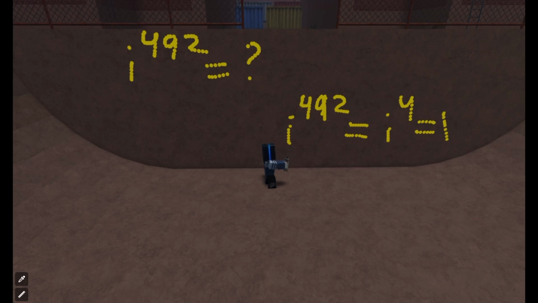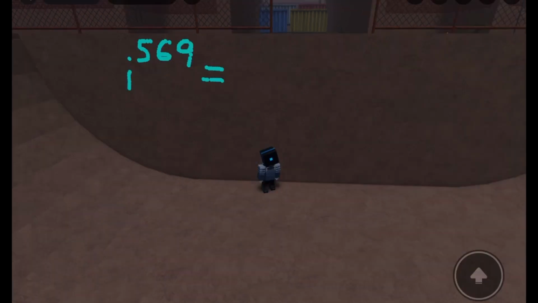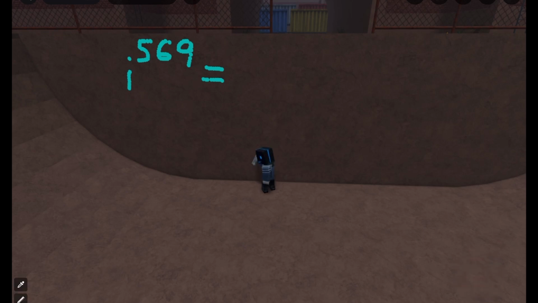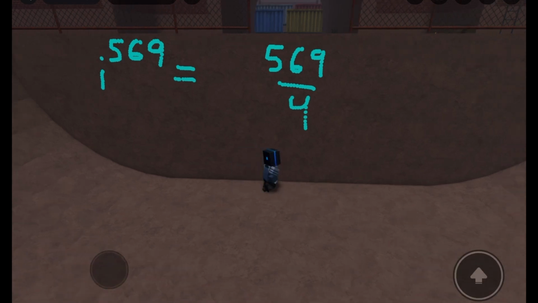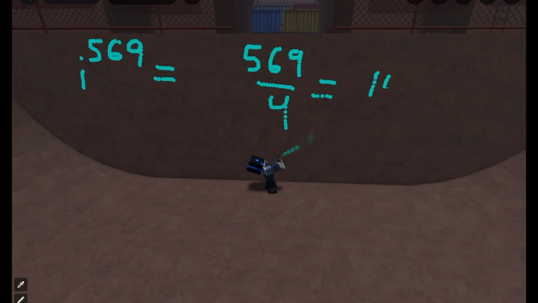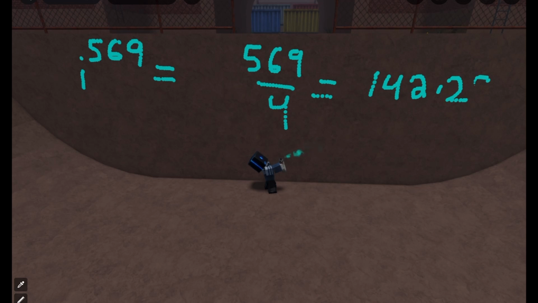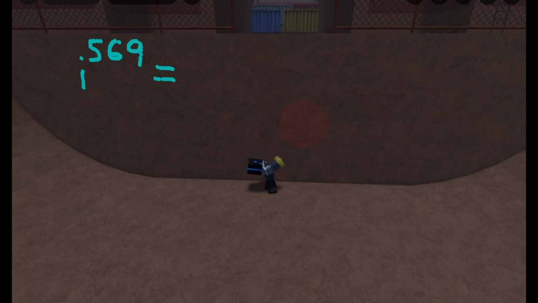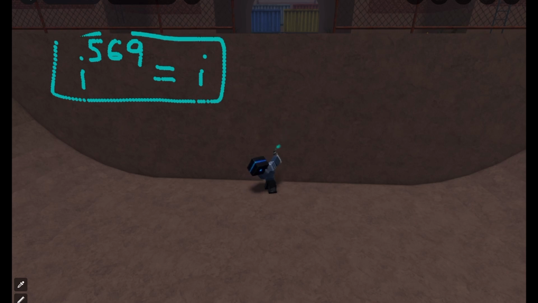Let's go to the next one. Let's try to find i to the 569th power. To do that, 569 divided by 4 on a calculator will get you 142.25. Notice how we have 0.25 in our answer. That means we have a remainder of 1. If you have a remainder of 1, that means your answer is just i to the first power. And i to the first power is just i. So that's your answer to i to the 569th power.